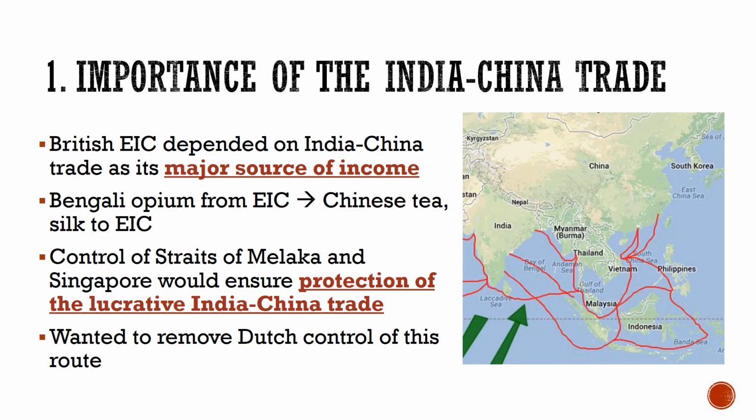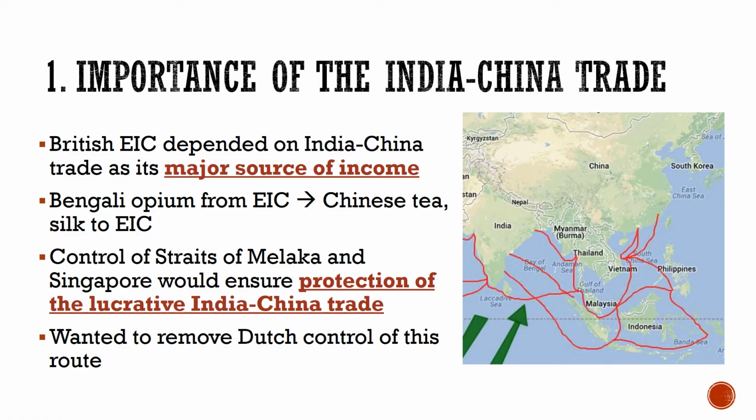Number one, it was due to the importance of the India-China trade. You must always remember that Southeast Asia was located between India and China, right? And India and China were known to be producing a lot of valuable goods, and many countries from Europe actually wanted to be part of this trade because it was profitable. They could conduct better business and basically earn more money.